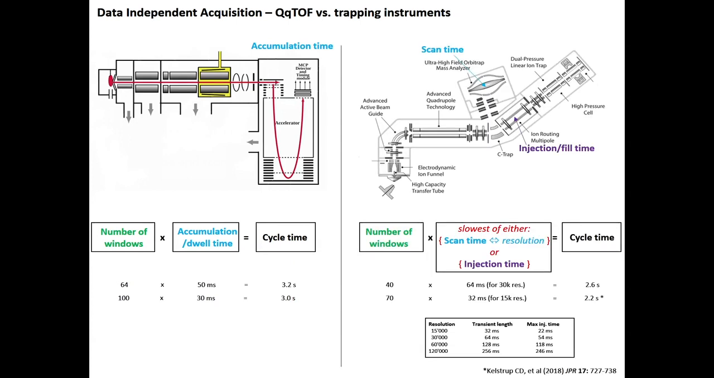On the Thermo-type instruments, things are getting a little bit more complicated. So you also have your quadrupole that isolates your precursors, your isolation window. And here on the back end, you have two parts.